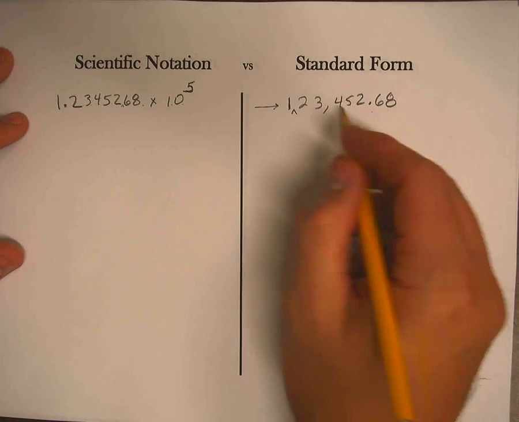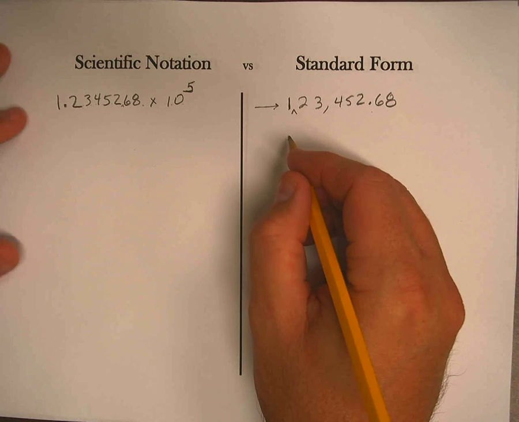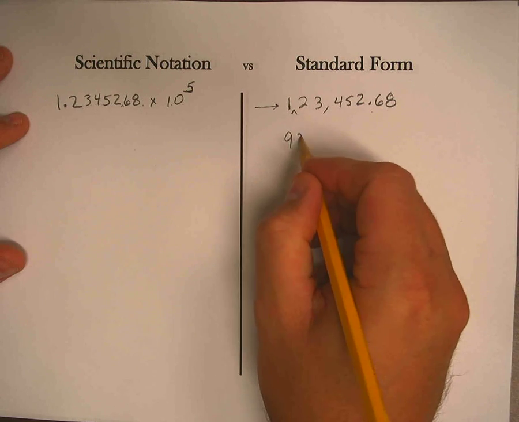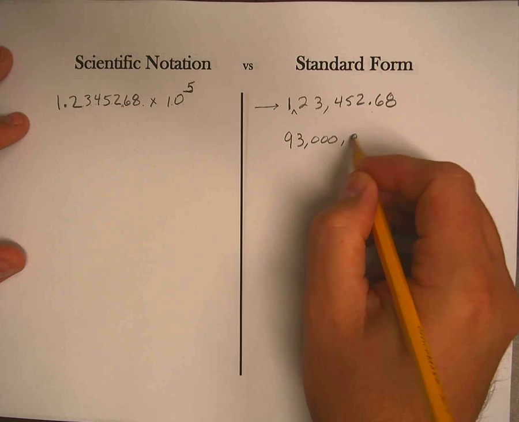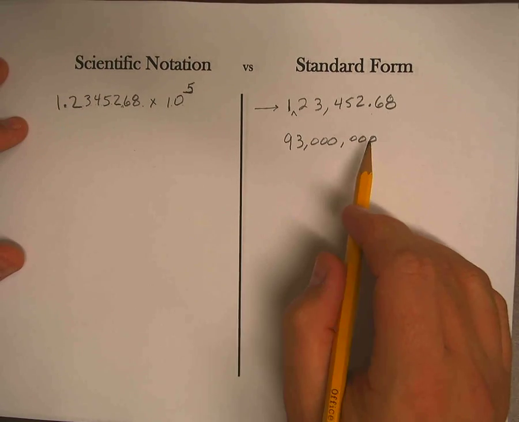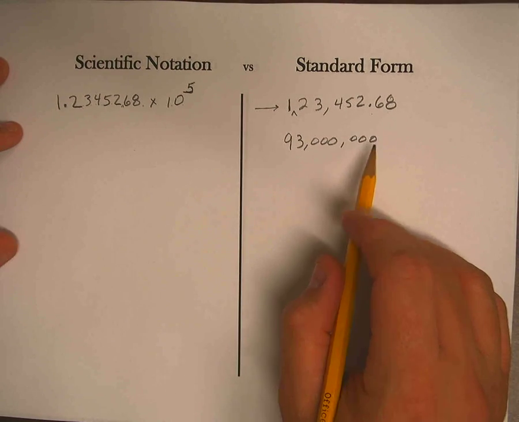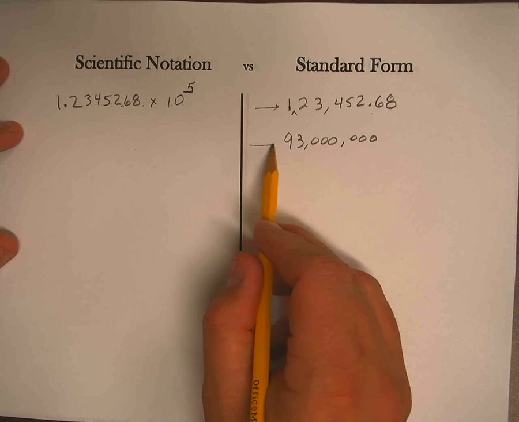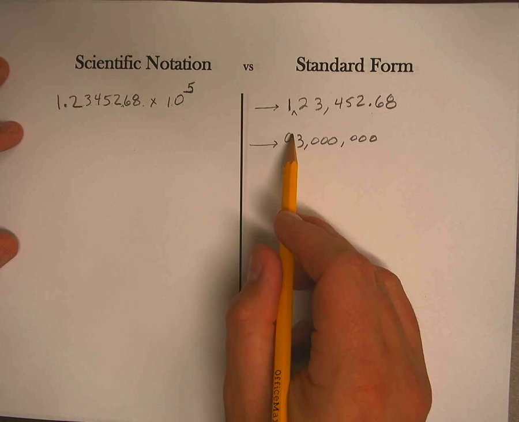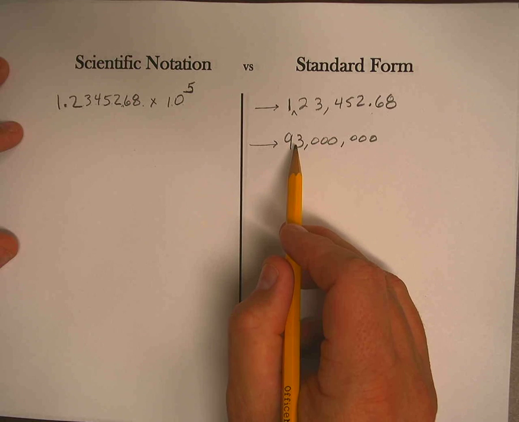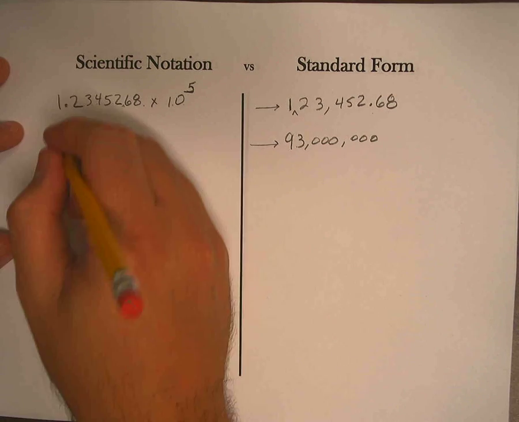Another example, and we'll limit the number of significant digits here. 93 million, which is in standard form like this. In scientific notation, we start from the left, we move to the right, we look for our first non-zero significant digit, we find it as 9, we will put the decimal there.